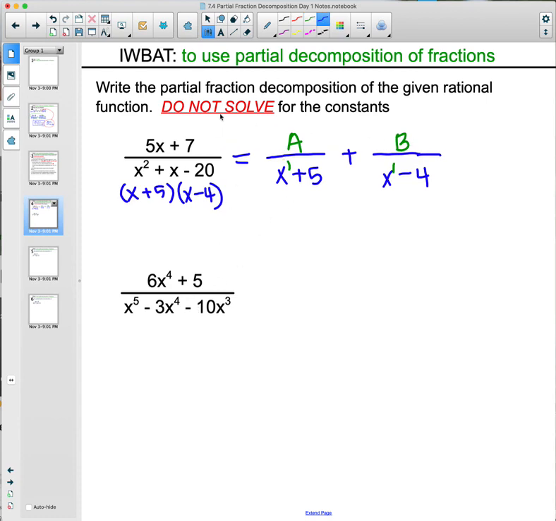And then we're going to stop there because we're not going to solve. So this is just writing out the partial fractions. Okay, this isn't actually decomposing it and solving it, just writing out the partial fractions.